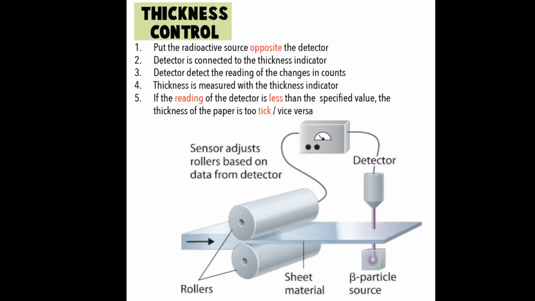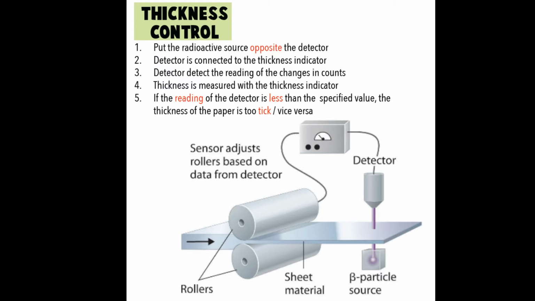Okay, so this one is an example. They put the radioactive source opposite the detector. The detector is connected to the thickness indicator. The detector also detects the reading of the changes in the count. Thickness is measured with the thickness indicator. If the reading of the detector is less than the specific value, the thickness of the paper is too thick, vice versa. So this one means they detect the reading. Suddenly the reading changes, so they need to do the adjustment for the loader. Okay, so this one is a thickness control.